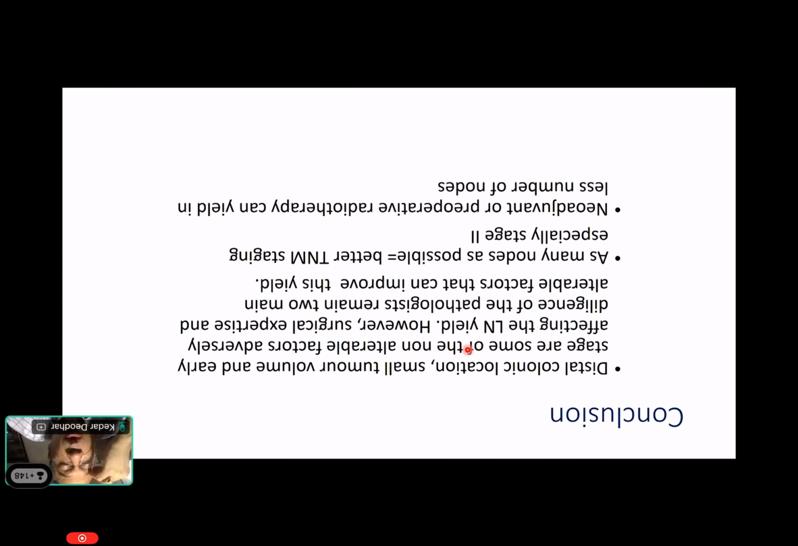Distal colonic location, small tumor volume, and early stage are some of the non-alterable factors. But what are the alterable factors in lymph node dissection? A good report requires surgical expertise and diligence of the pathologist. So our expertise and our diligence are required. As many nodes as possible should be examined for good TNM staging, and neoadjuvant or preoperative radiation therapy can result in a lower number of nodes. That we have to understand, but we try to go as close to the 12 figure as possible. I think I'll stop at that.